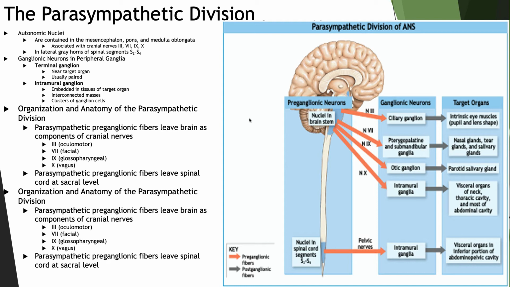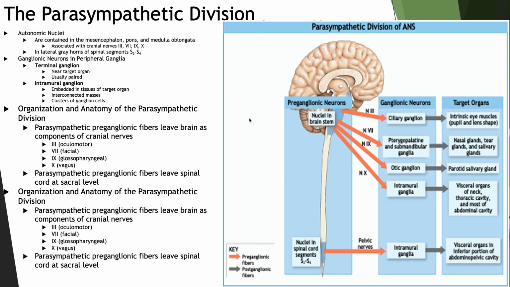The ganglion may be a terminal ganglion located near the target organ, or an intramural, or muralis, meaning wall, ganglion, embedded in the tissues of the target organ. Note that this pattern makes the effects of parasympathetic stimulation very specific and localized. Terminal ganglia are usually paired. Examples include the parasympathetic ganglia associated with the cranial nerves. Intramural ganglia typically consist of interconnected masses and clusters of ganglion cells.